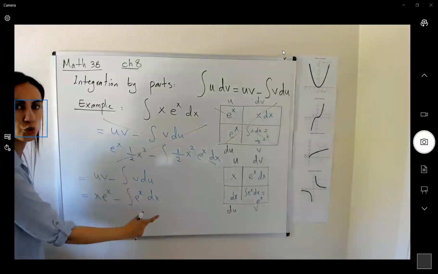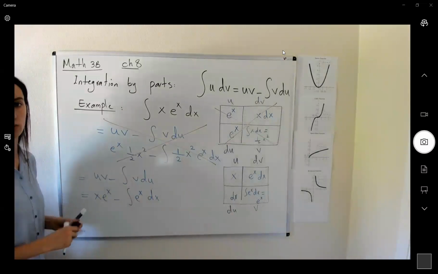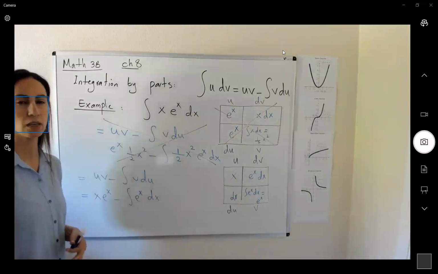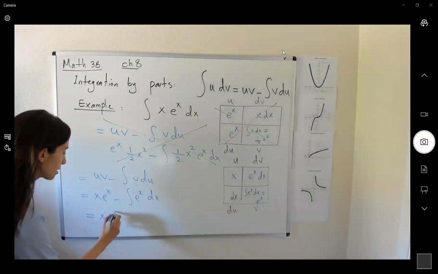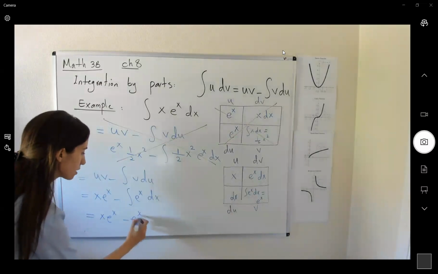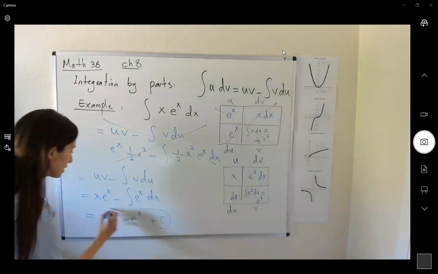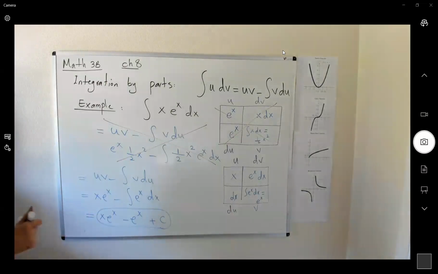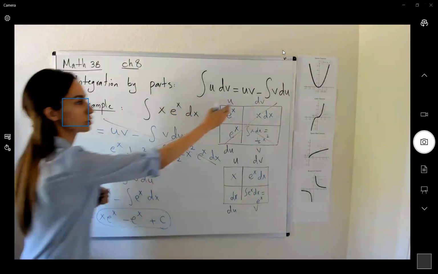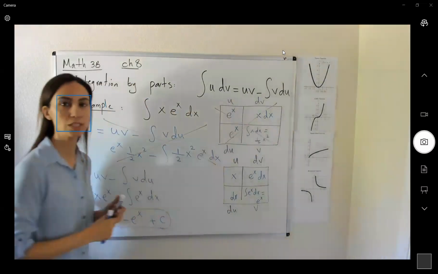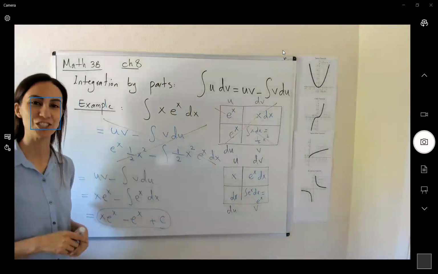This integral is super easy to evaluate. Why is that? Because the integral of e to the x is just e to the x. So the answer is x e to the x minus e to the x plus the constant of integration. Integration by parts: trying to find the best choice for u and dv.